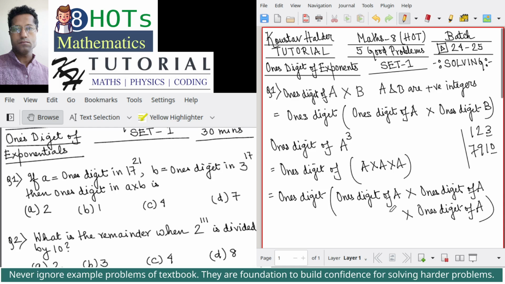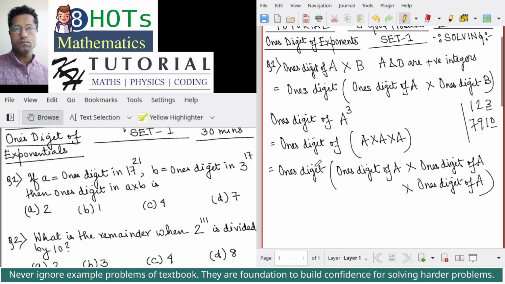So whatever the result will be, in a cube, what will be the ones digit of a cube? You first find the ones digit of a, then you take the ones digit of a and you raise it to the power of cube.